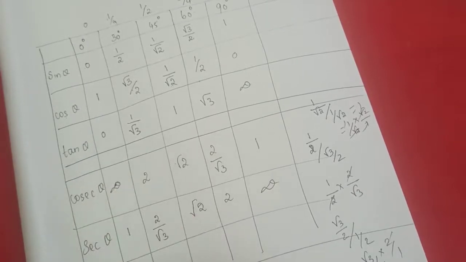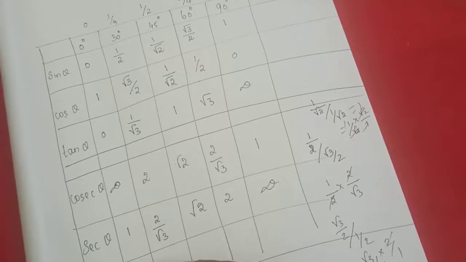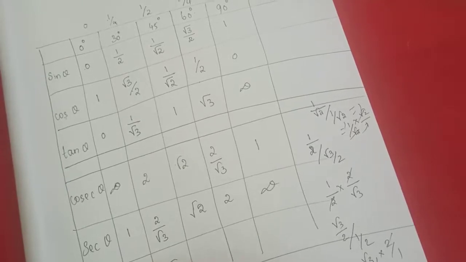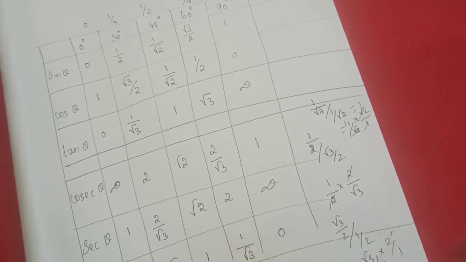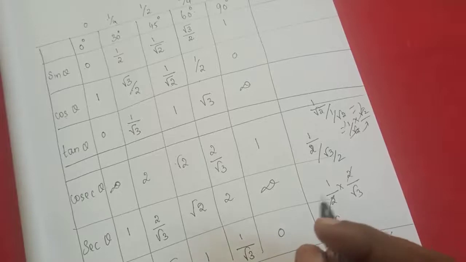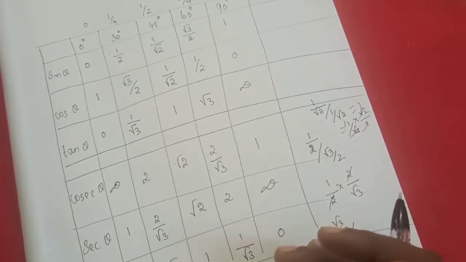Then same as that, cot theta is the reciprocal of tan theta. So 0, the reciprocal is 1 by 0, it's an undefined value. Then 1 by root 3, so 1 by root 3 means root 3. 1 means 1. 1 by root 3. Okay, undefined value means it will be 0. Understand, students? Got it? So you need to keep it in mind.